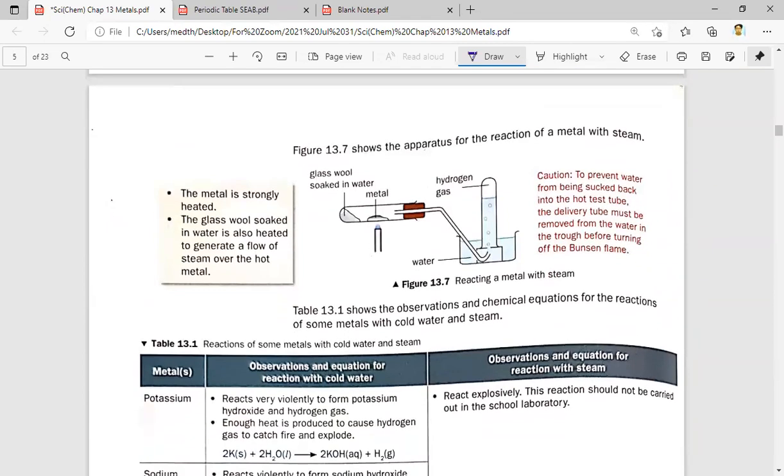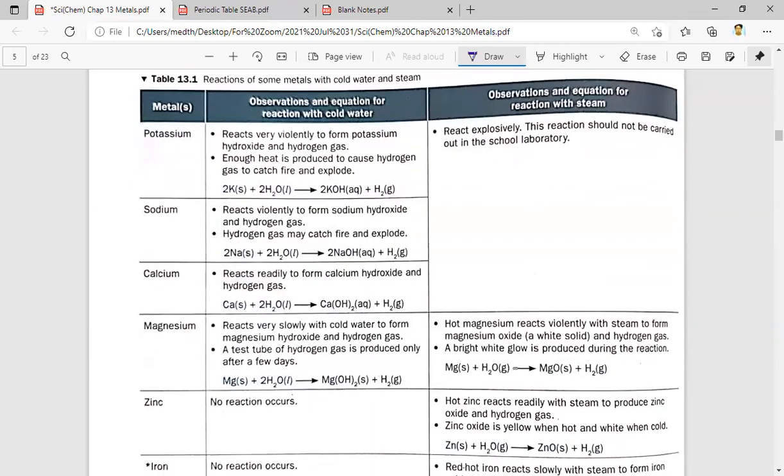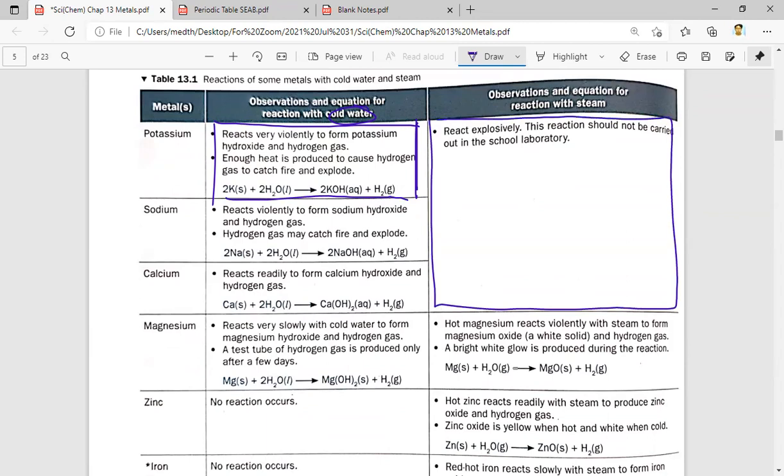The reactions here, I don't need you to remember this picture, so don't worry about this. What you need to remember is this part, this table over here. How does each of these metals react with cold water? So this box over here is how potassium reacts with cold water. This box over here is how the metals potassium, sodium, and calcium react with steam. That's how you read these. So for cold water, you realize that only the first four elements react with it.